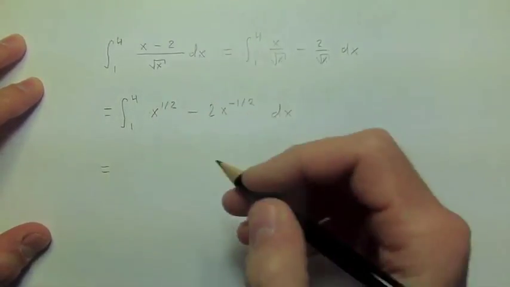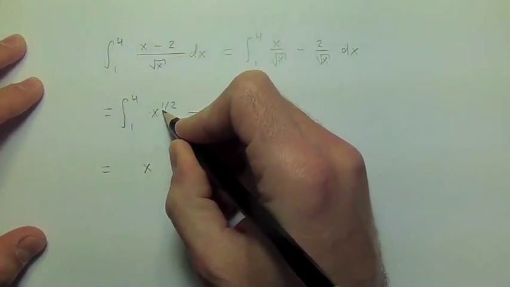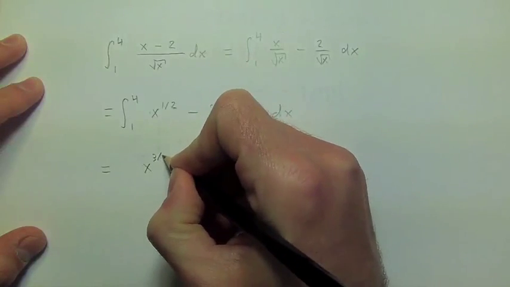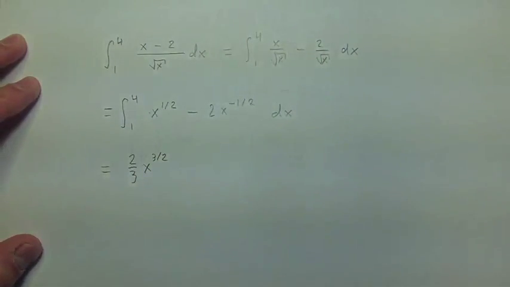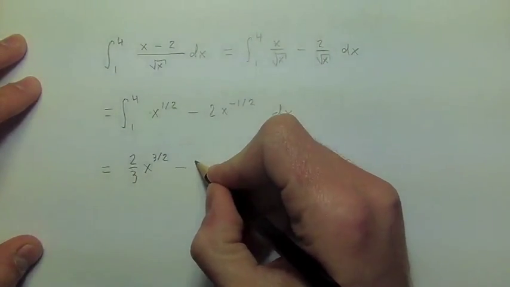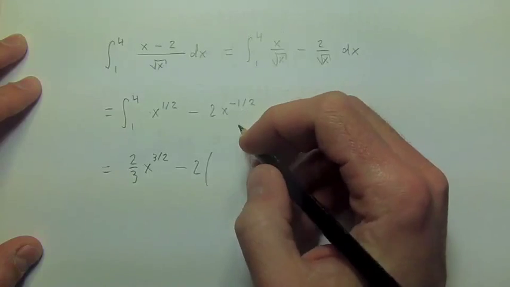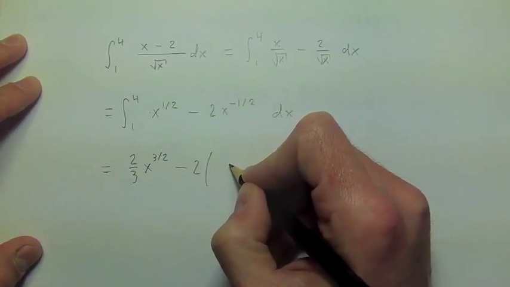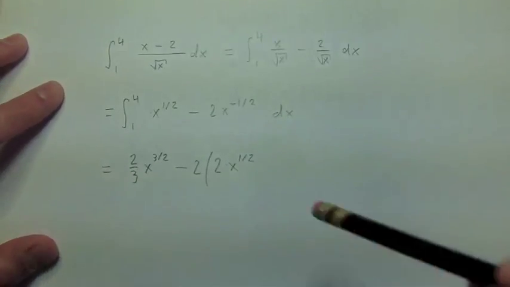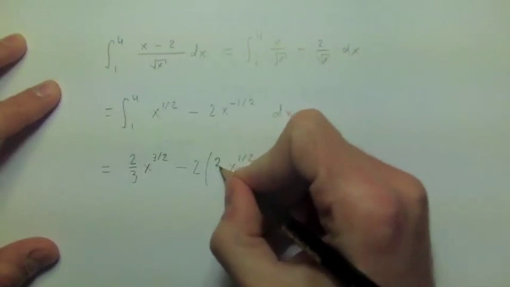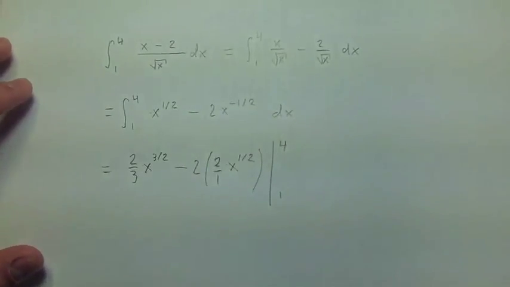Right? So the integral of x to the 1/2, well, that's going to be, if you remember, we find what the exponent is going to be. So it's 1/2 plus 1, which is 3/2, and then this constant outside is just the reciprocal, just 2/3. Okay, then this will be minus 2 times, so x to the negative 1/2 plus 1/2, that's going to be x to the positive 1/2, then we multiply by the reciprocal, which is 2. And I'll go ahead and write it like this so you see what's going on. It's 2 over 1. Okay, and we're going to evaluate this from 1 to 4.